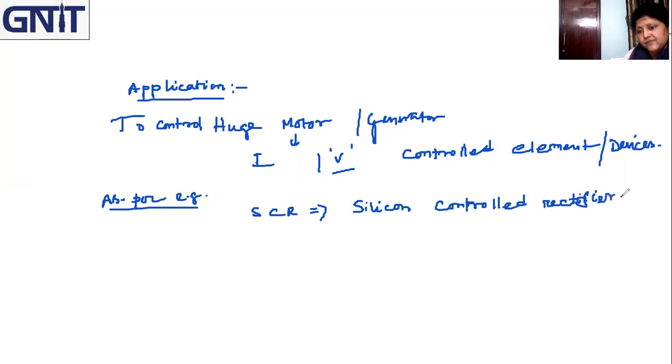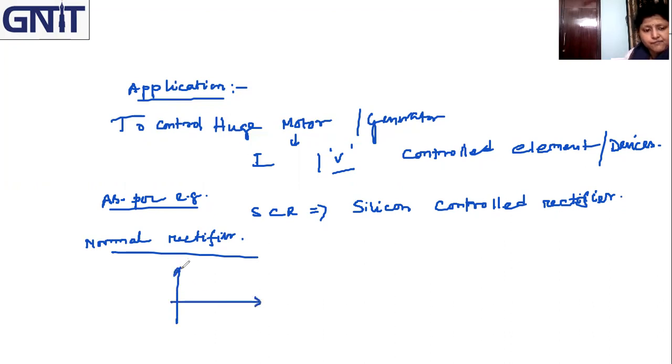Silicon controlled rectifier. In this silicon controlled rectifier, what is the basic difference from a normal rectifier? In the case of a normal rectifier, if we draw the input and output waveforms, V in versus omega t and V output versus omega t, the input is a sinusoid. If it is full wave rectified, we will get this kind of output waveform.